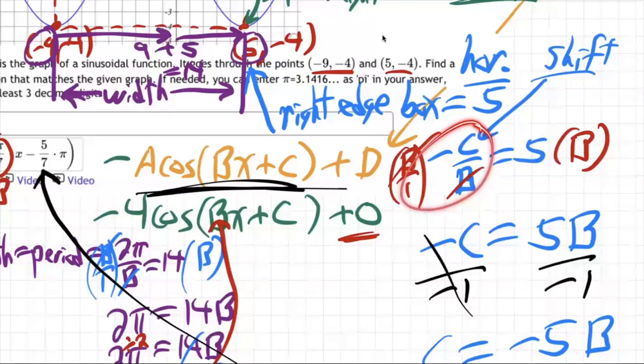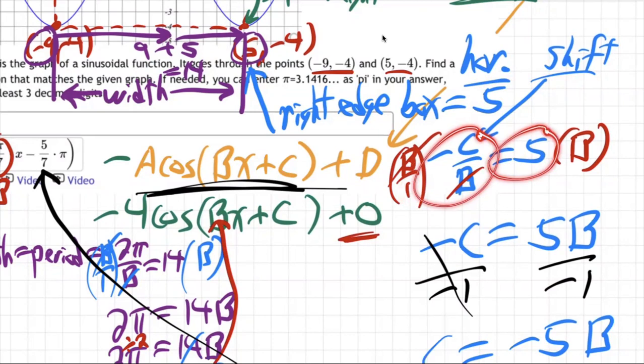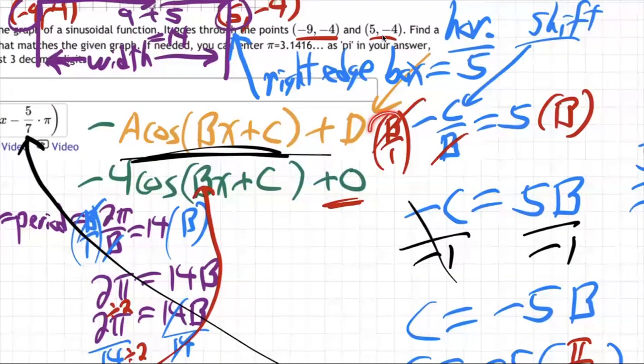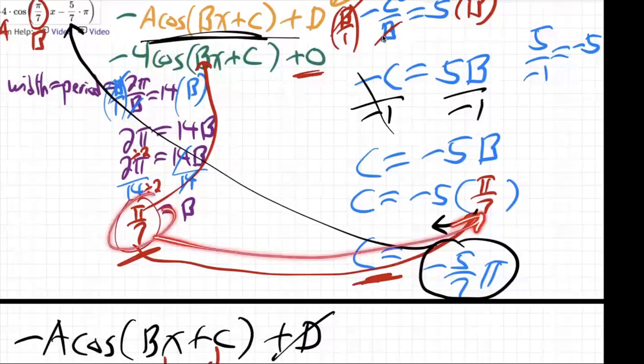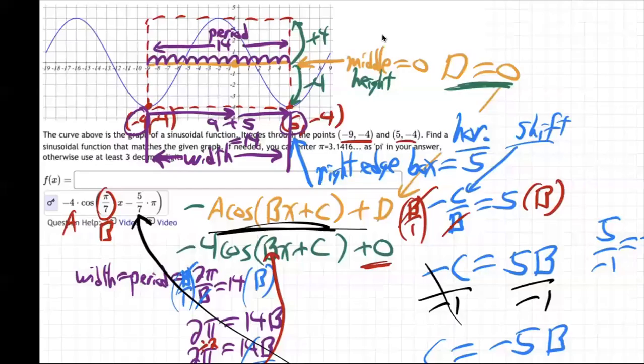And that formula, that's called the horizontal shift. And that's negative C over B equals 5, the right edge, or you could do the left edge, negative 9. That'd work too. Solve for C. So you got to multiply both sides by B, cancels, and divide by the negative. So you get negative 5B, and then plug in the B that you found previously. There's C. And there we go. That's exactly how it works.